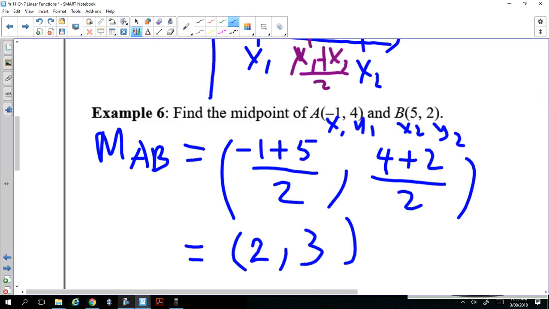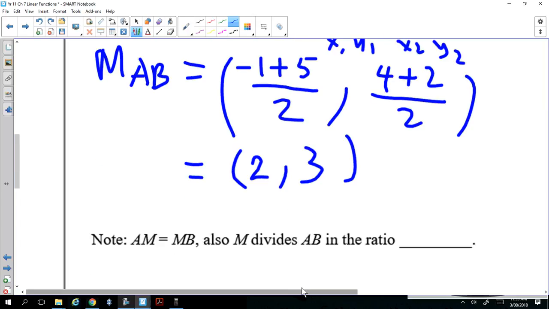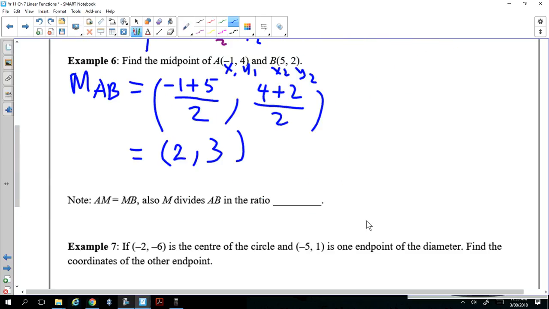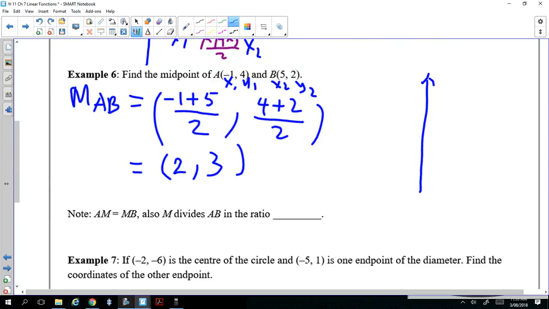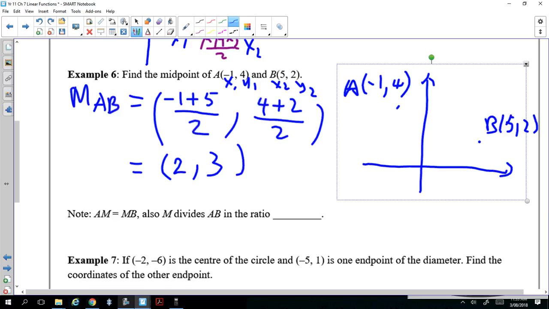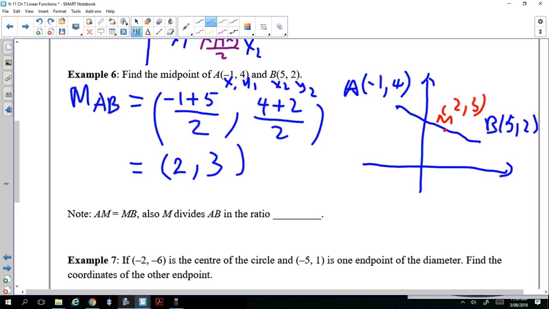Okay, once we find the midpoint, we can actually say the following. If I were to draw this, it will look like this. It will look like -1, 4, and the other one's B, 5, 2. And then the middle, which is 2, 3. So 2, 3 is over here, right? 2, 3. That's your middle. So what that tells you is that AM equals MB. So that if you calculate the distance from A to M, it will be equal to the distance from M to B. That's what that means, without using the distance formula.